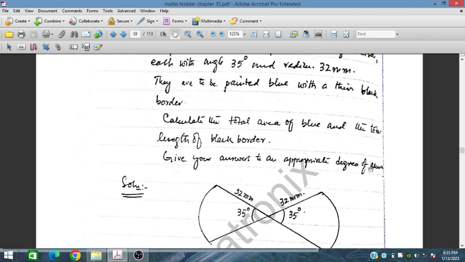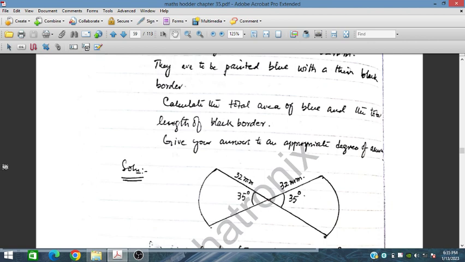Give your answer to an appropriate degree of accuracy.